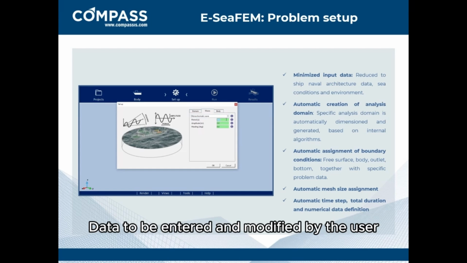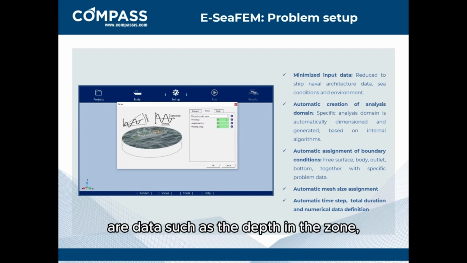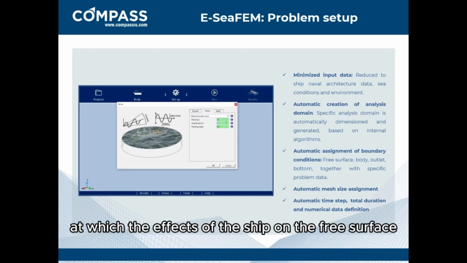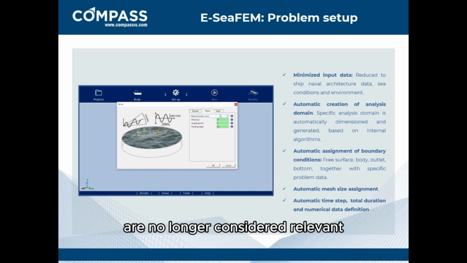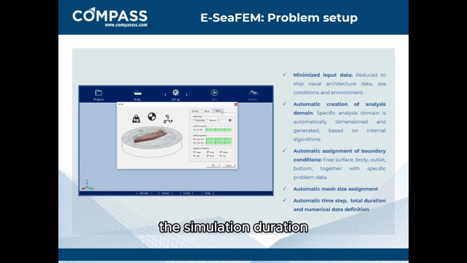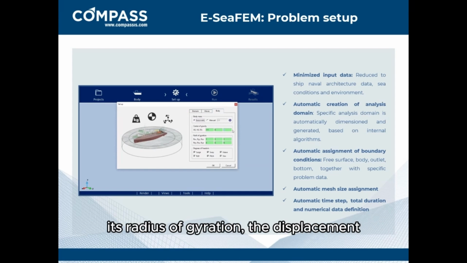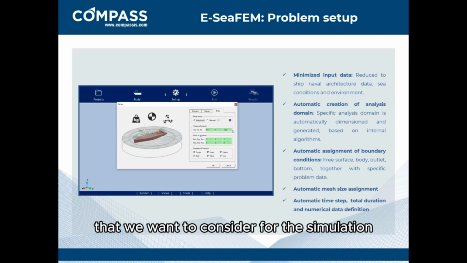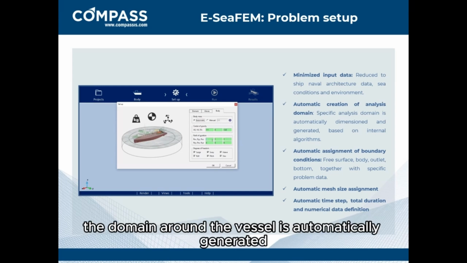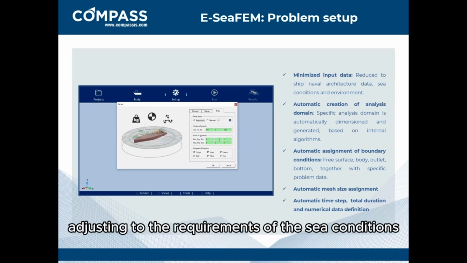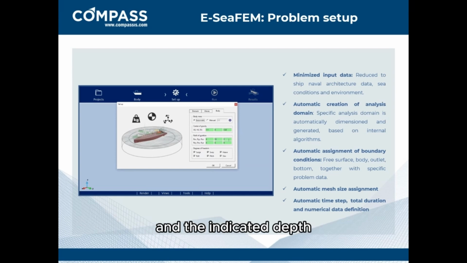The data to be entered and modified by the user are data such as the depth in the zone, the distance at which the effects of the ship on the free surface are no longer considered relevant, the simulation duration, data related to the state of the sea, or data about the ship, such as the position of the center of gravity of the ship, its radius of gyration, the displacement, and the degrees of freedom that we want to consider for the simulation. Based on the data entered, the domain around the vessel is automatically generated, adjusting to the requirements of the sea conditions and the indicated depth.